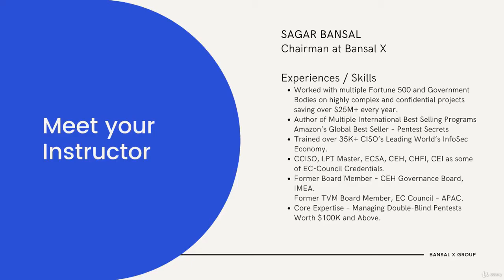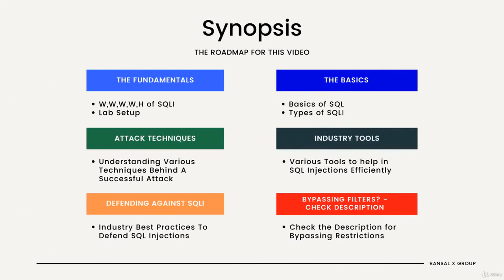I have been a former board member for CEH Governance Board for India, Middle East and Africa region and KVM board members of EC Council in Asia Pacific region. My core expertise is in managing double-blind penetration tests, which are budgeted at least $100,000 or above. Well, that's my introduction. Let's see what you're going to cover in this course.